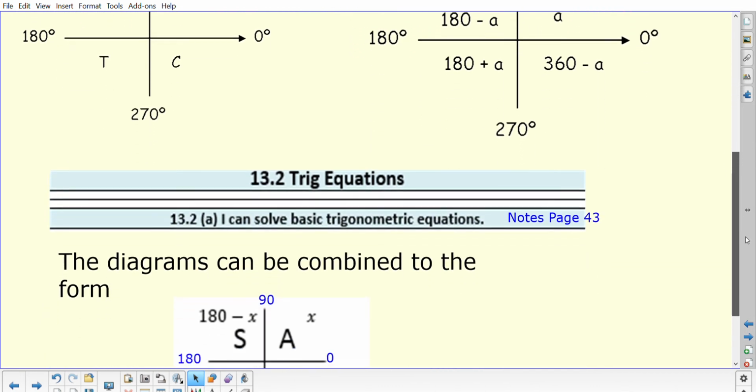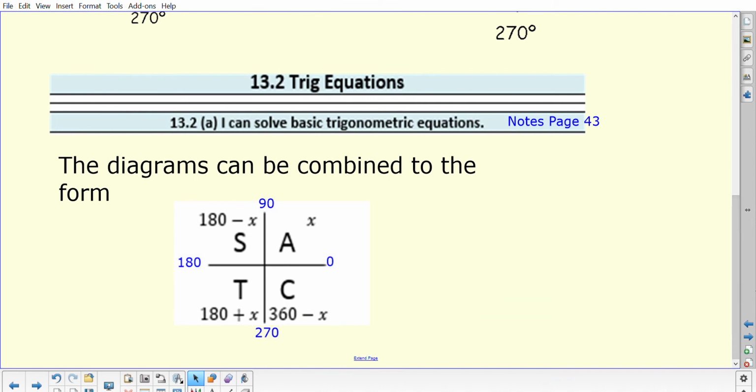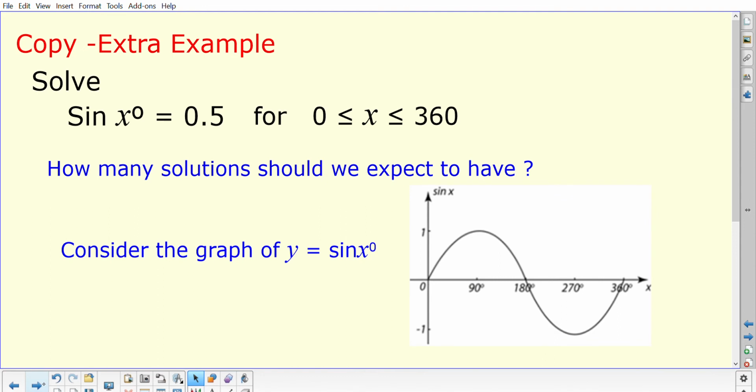So you can combine it and draw your little CAST diagram, and you can just memorize these: x. The next one that's in the same family is 180 minus x. The one after that would be 180 plus x, and then the last one is 360 minus x. So they're the 4 angles that are related. At any one point in time, you're only ever going to be working with 2 of them. So we're going to have a little look at how this works with our solving trig equations.